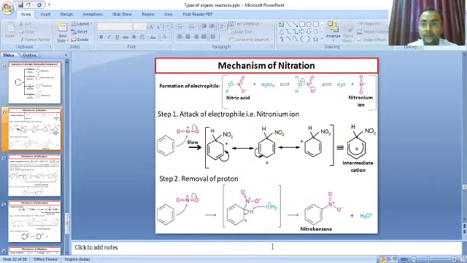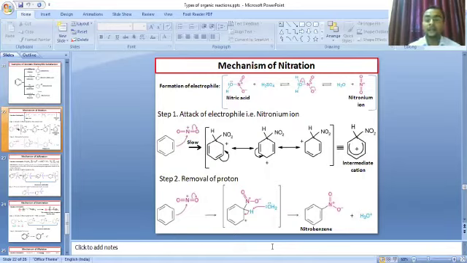There is positive charge on the nitrogen atom, and it behaves like an electrophile. In step 1, the slow step, the electrophile attacks the benzene nucleus to give the resonance stabilized structures, and we get the intermediate cation. In the second step, the fast step, a proton is easily removed, and we get the product nitrobenzene.